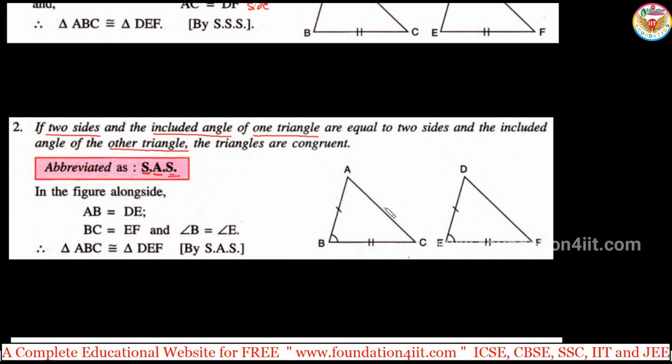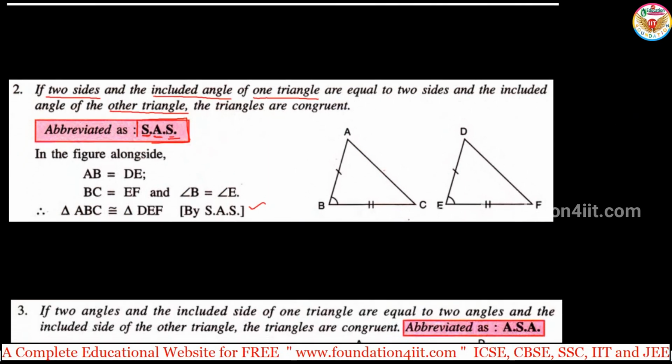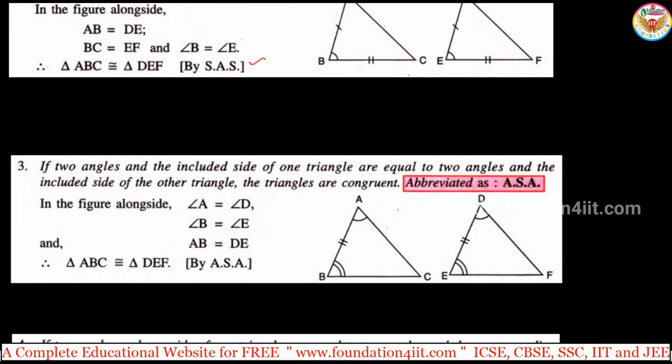So AB is exactly equal to DE. If it is 4 centimeters, the other is also exactly 4. So same measurement. AB is equal to DE and BC is equal to EF. At the same time, the included angle B is equal to angle E. So by the SAS property, triangle ABC and triangle DEF are congruent. This is the symbol for congruency. The abbreviation you can use is the SAS property: side, angle and side.